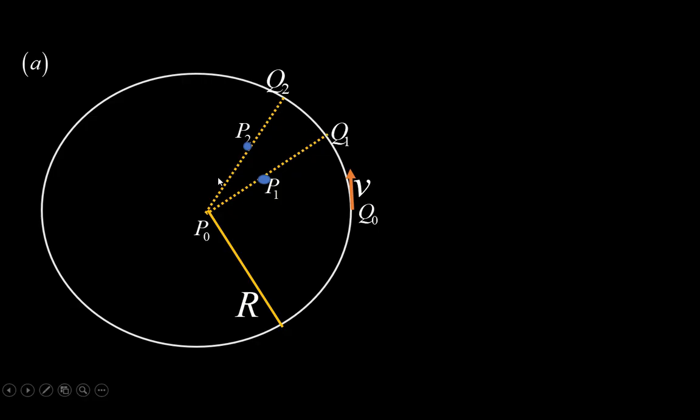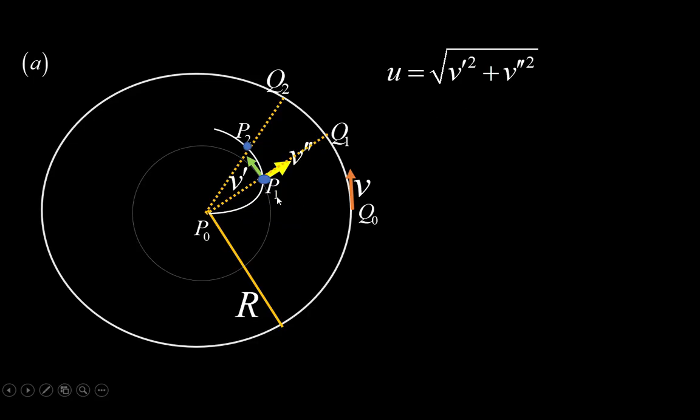The path of P is in general a curved path, and since the speed of P is given as u, its components will be, suppose, v double dash and v dash. V double dash is the radial component and the other one is the tangential component. These two are the components of u, so we can write u in terms of its components like this. Now suppose this position P1 is at a distance of r from the center.